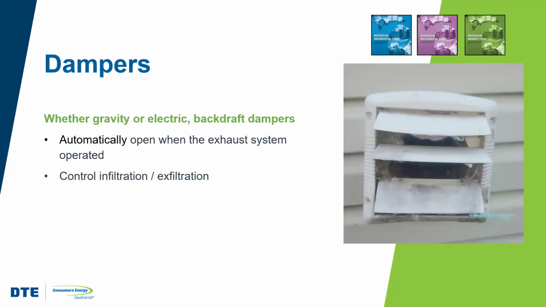There may be dampers in the system that need to open, for example, when the exhaust system is operating. So if you've got a kitchen or a bathroom exhaust system, you want to have dampers that open when those systems are operating, but that close tightly when those systems are not operating, so that you don't have infiltration or exfiltration from the space.